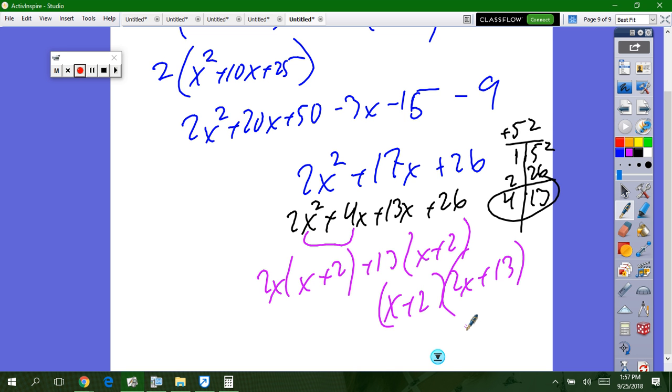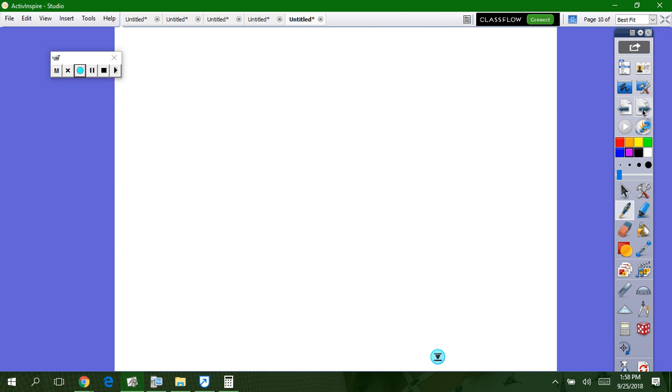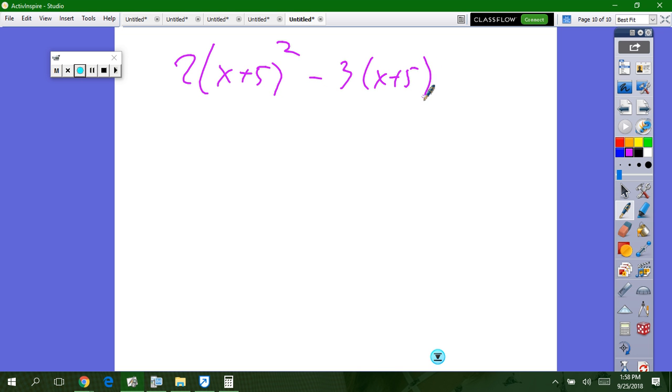Okay. Now, I'm going to take this exact same thing at the very beginning and do it a different way, and I'll end up with this same result. You guys believe me? Well, you better, because it's going to come out. Ready? Here we go. So what did I have? I had 2 times x plus 5 squared, right? Minus 3 times x plus 5 minus 9.